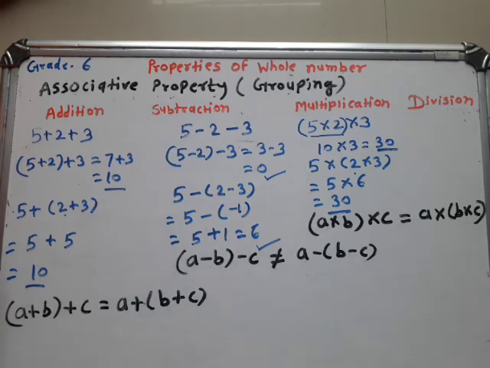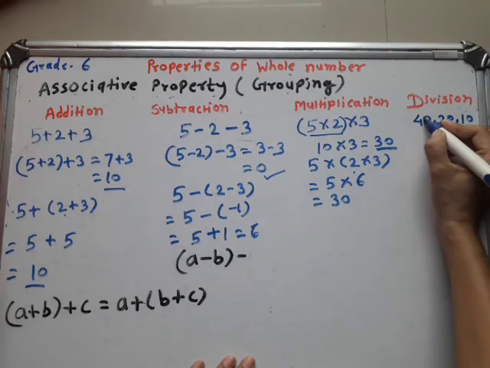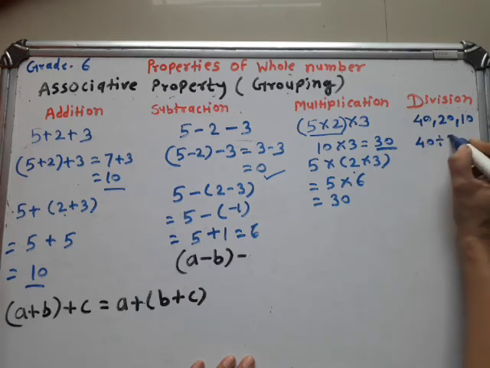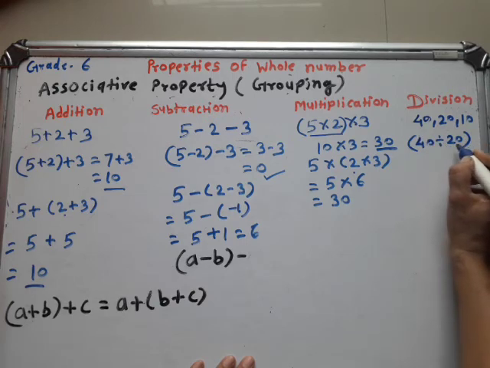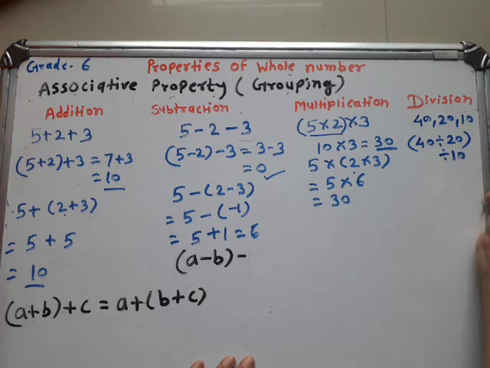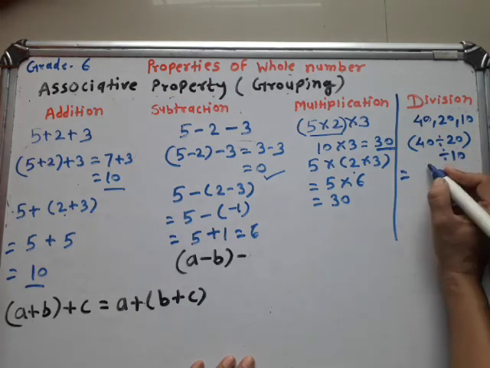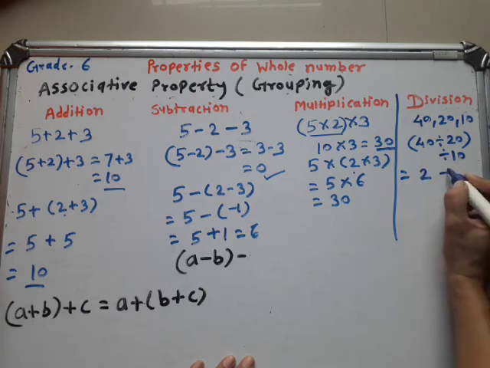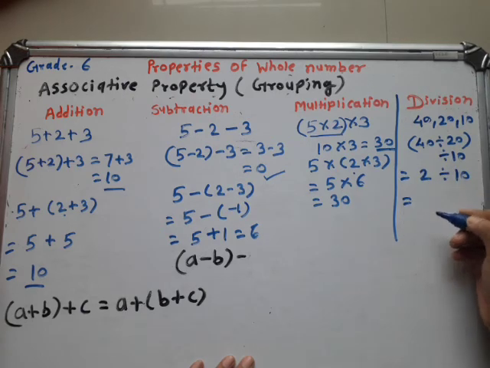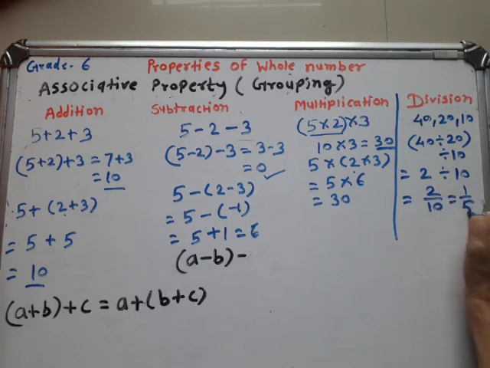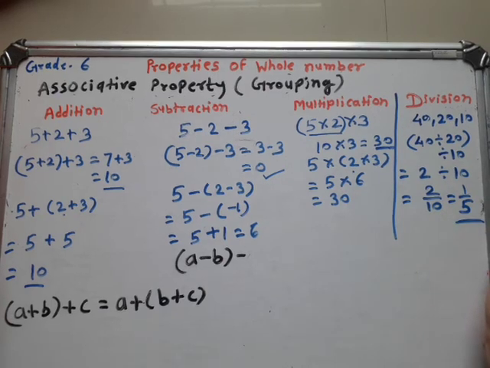Now again C for division. Now see here we take these three numbers: 40, 20 and 10. Then we take these two numbers in the first bracket: 40 divided by 20, and outside the bracket divided by 10. So see here, 40 divided by 20. 20 twos are 40, which means here we get the answer 2. And 2 divided by 10. Is this possible? No. This is not possible because here we get the answer in fraction. 2 divided by 10 we get 1 upon 5. This is not a whole number. This is a fraction.